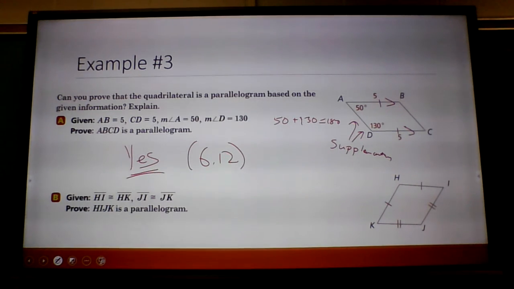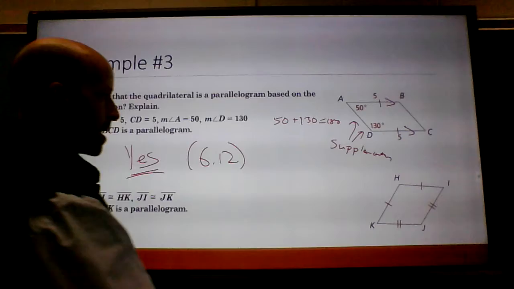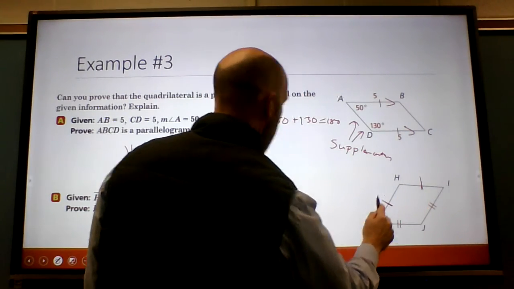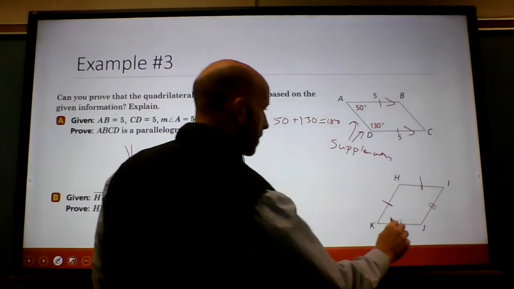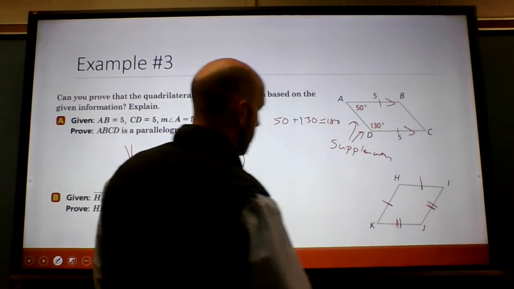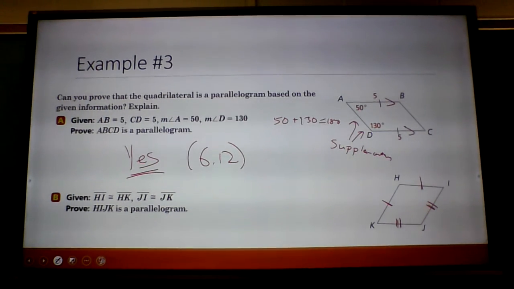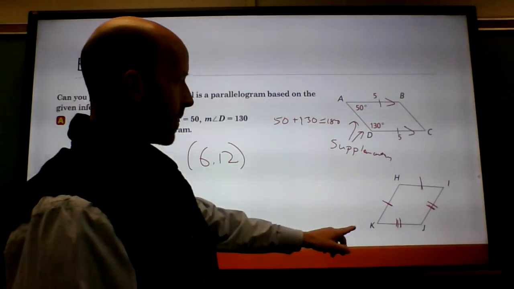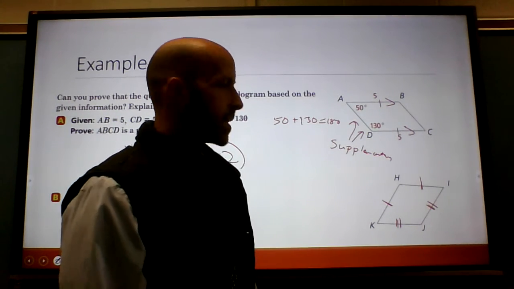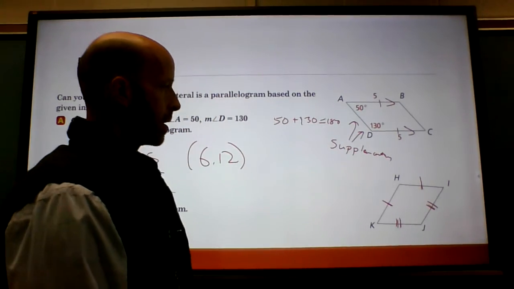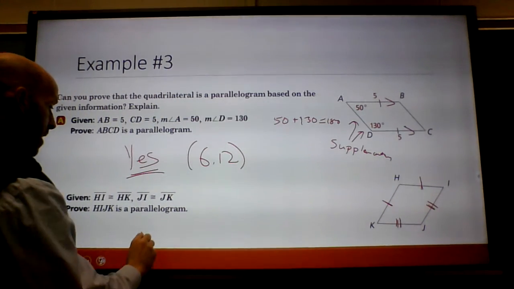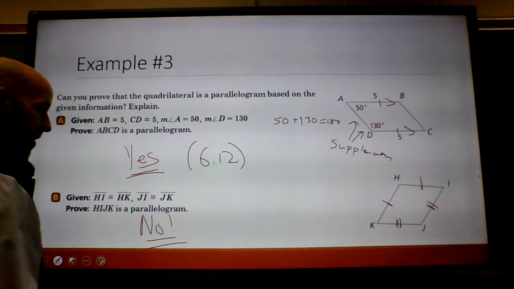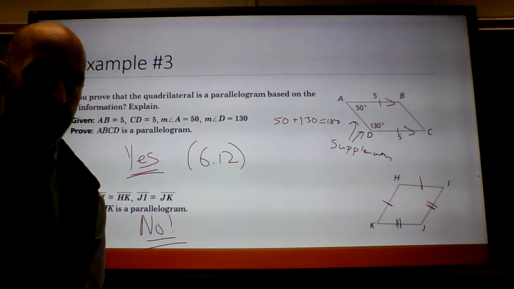So let's look at B. B says that HI is congruent to HK, and JI is congruent to JK. So is that a parallelogram? Well, let's look at this. We actually don't have any opposite sides parallel or congruent. We have consecutive, adjacent sides congruent, but that's all that we have. So this is no. You cannot prove that this is a parallelogram based on the given information.